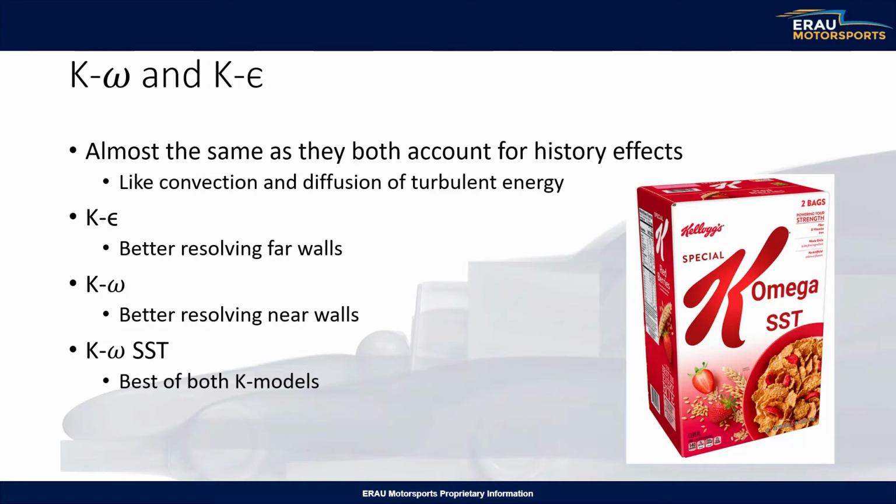K omega, omega for specific turbulent dissipation rate, succeeds where K epsilon fails, where the Reynolds number can be low and where the boundary layer is relatively thick and the viscous sublayer can be resolved, making them better for resolving solutions near the boundaries. It does run into the problem of not being able to solve far field solutions, unlike K epsilon. K omega SST, however, SST for shear stress transport, is special though.